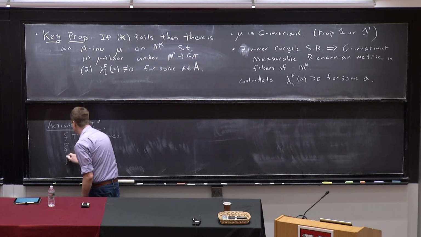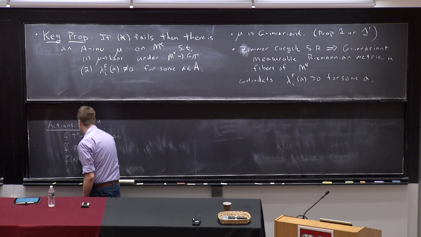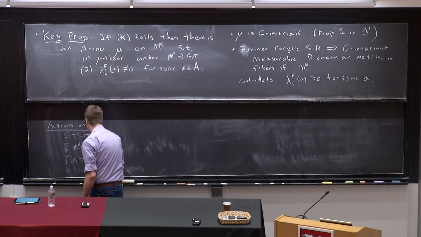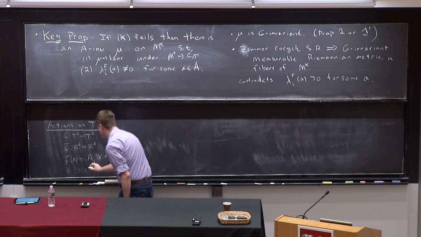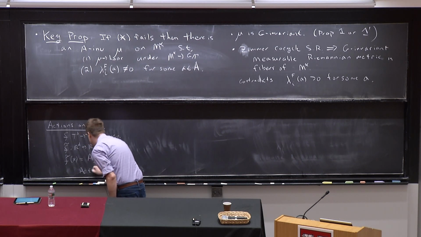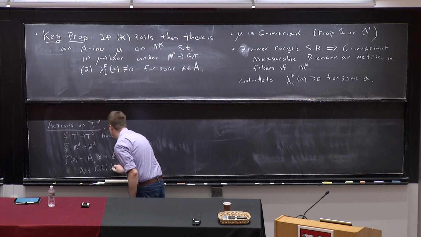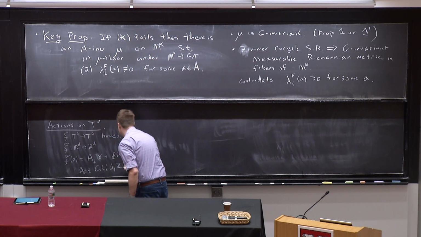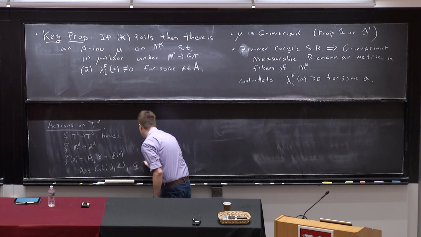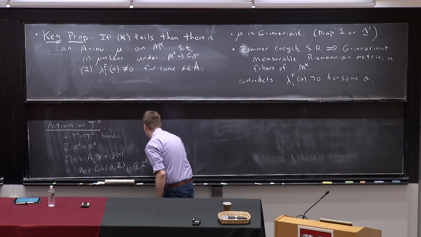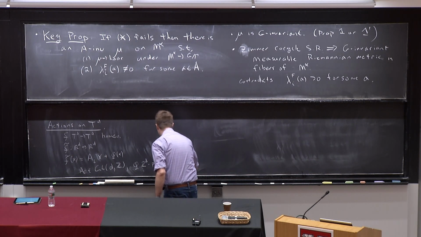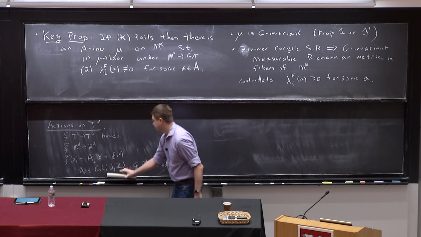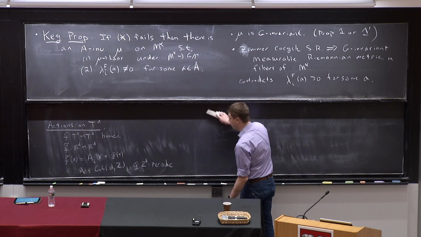Any lift is of the form f tilde of x is some matrix A_f hit x plus phi of x. And here A_f is in GL_d(Z), and phi is Z^d periodic. OK, so any lift is of that form.